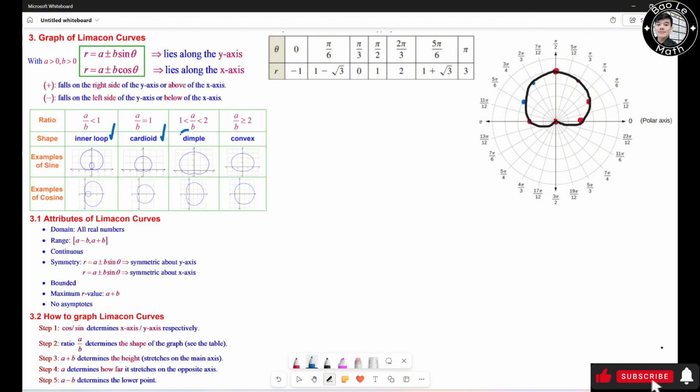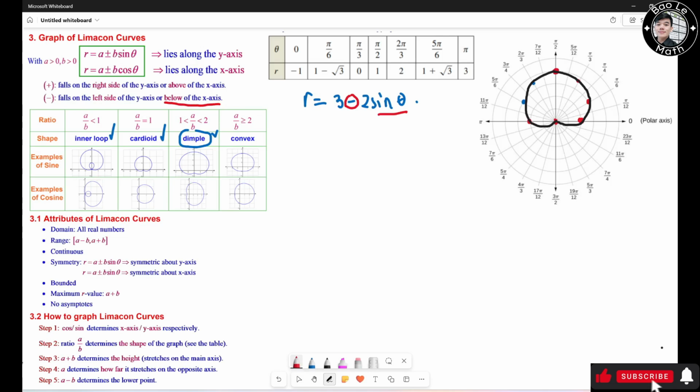Now we're going to move on to the next one, the dimpled shape. Let's take a look at this example: R equals 3 minus 2 sine theta. The first thing you need to do is determine the x or y axis as an axis of symmetry and what portion the function falls on. This one is sine theta, which means the y-axis is the axis of symmetry. The function lies along the y-axis. Next, the sign right here is negative, so it falls below the x-axis.